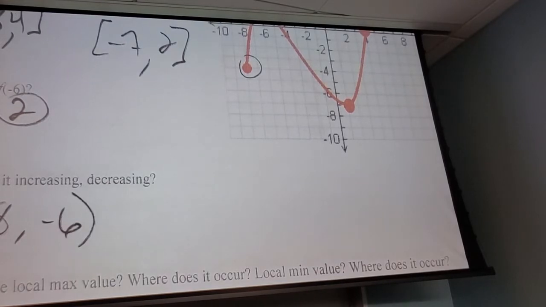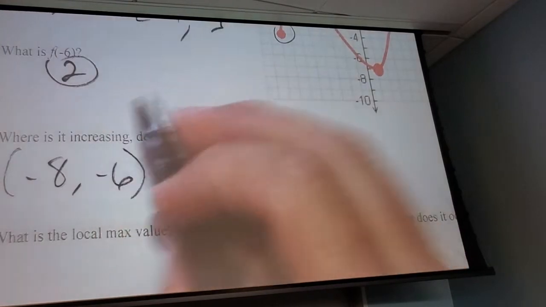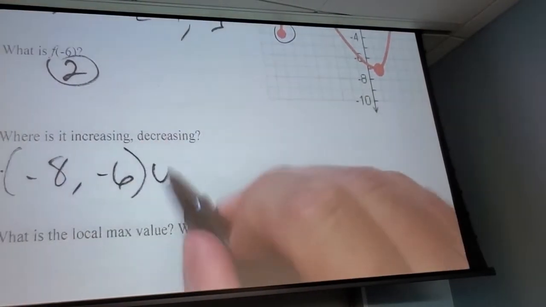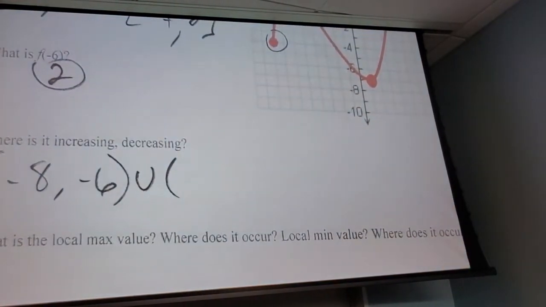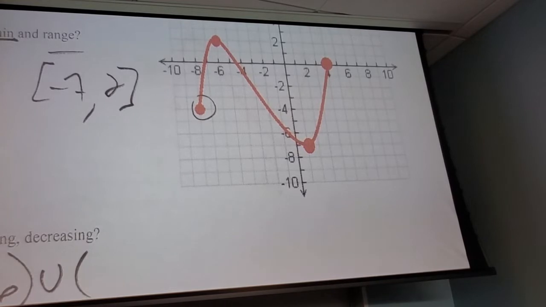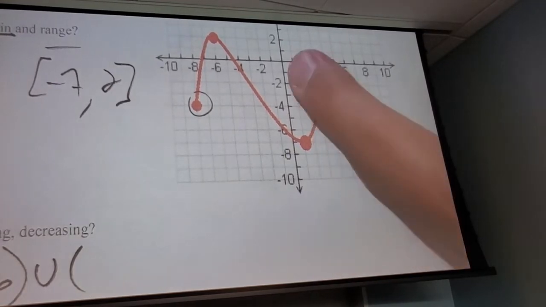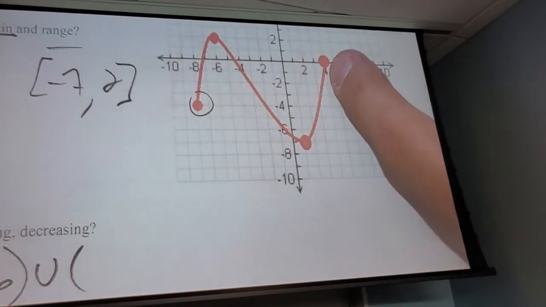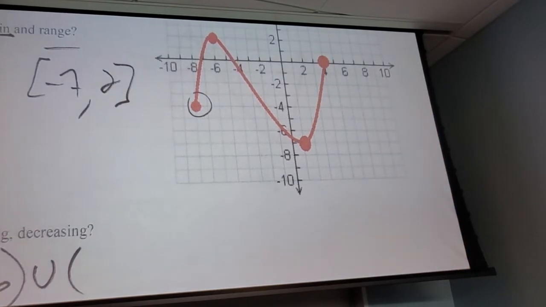Okay. Is there somewhere else that it's increasing? Negative 6 to 1. No, negative 6 to 1, what's it doing? Decreasing. So where else is it increasing? 1 to 4. Yeah, from 1 to 4 is another location where it's increasing. Are you guys all with me?